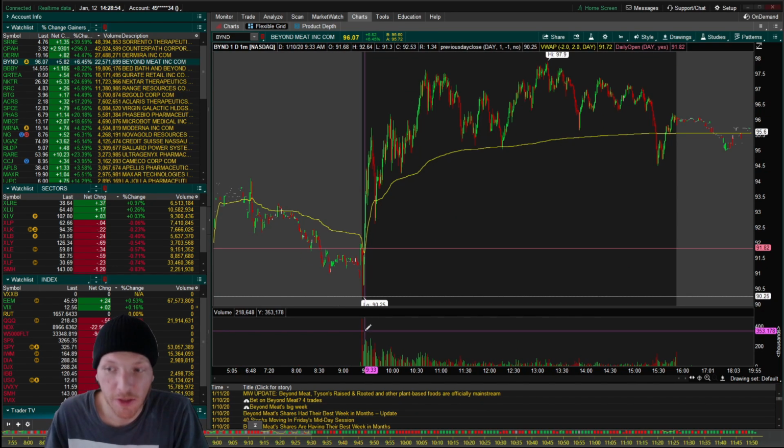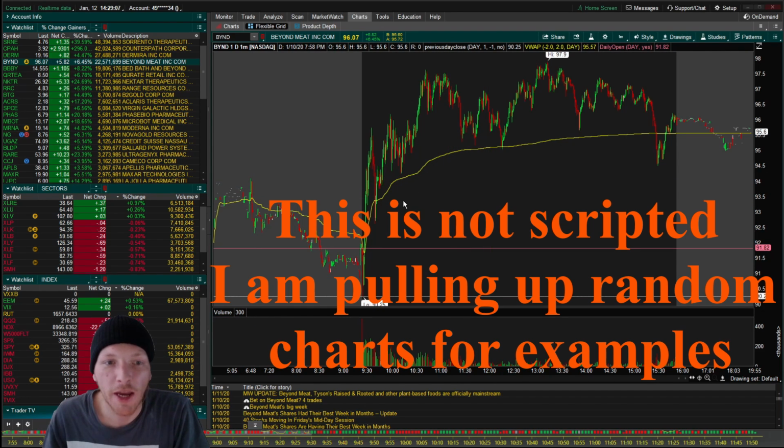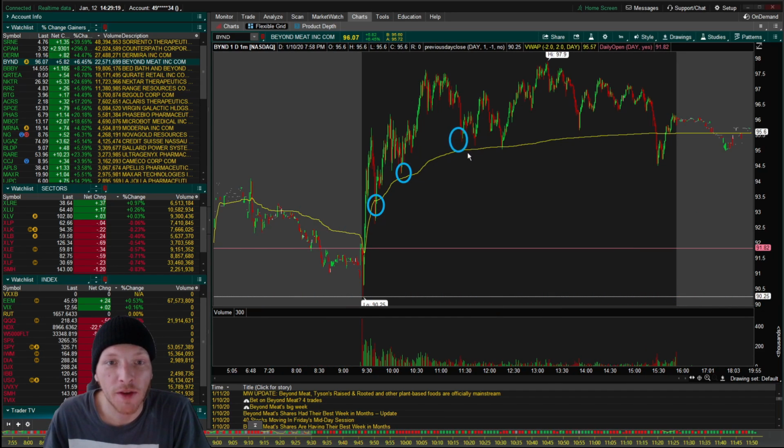And then we'll use this example with Beyond Meat. You could just see all day on this, it was acting as support. A little bit sloppy, but you get the idea. Right there, here it bounced off of it, here, right here, right there. It fell through right there, and then reclaimed it right there. Look at all those opportunities off of the VWAP.